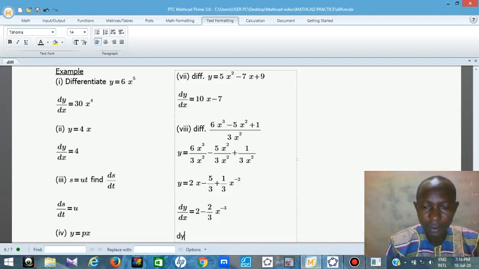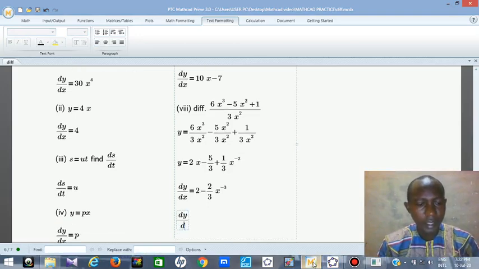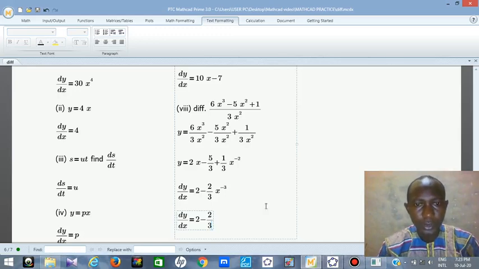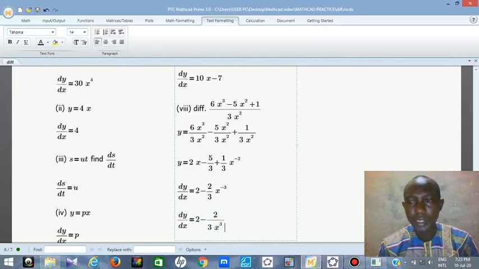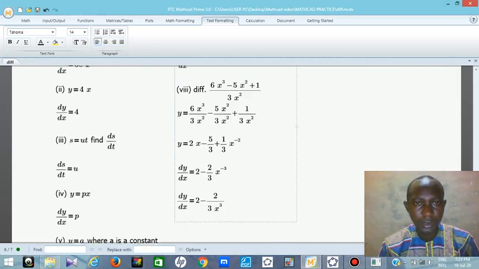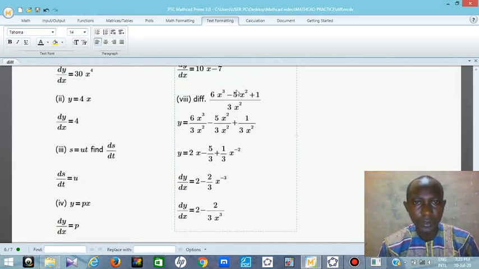So you are going to have dy/dx will now be equals to minus 2 over 3x raised to power 3. So this is the answer for this question. When you differentiate this, this is the answer you are going to get.